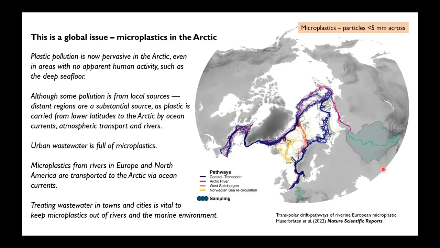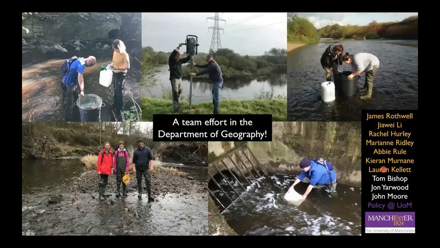treating wastewater in towns and cities, wherever they might be, is vital to keeping microplastics out of rivers and also vital to keeping microplastics out of the marine environment. And here's a few pictures of the team who've helped us with this research in the Department of Geography at Manchester. If anybody would like copies of the papers that we've published on microplastics in rivers, just email me at the University of Manchester and I'd be very happy to send copies along.